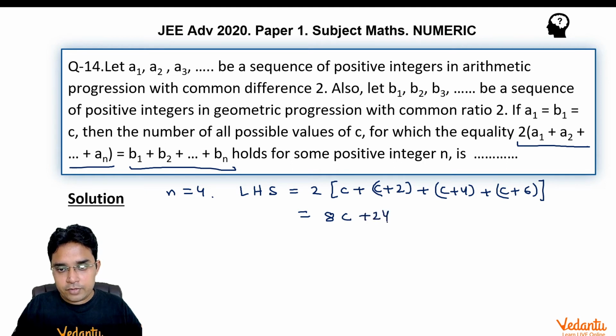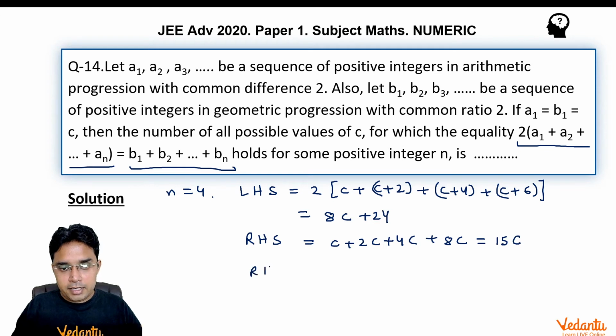So this will be my left hand side. Now right hand side, if we calculate, it will be c plus 2c plus 4c plus 8c, and this will be 3 plus 4, 7 plus 8, 15c. Now if I take the difference of right hand side with left hand side, it becomes 15c minus 8c, that is 7c minus 24.